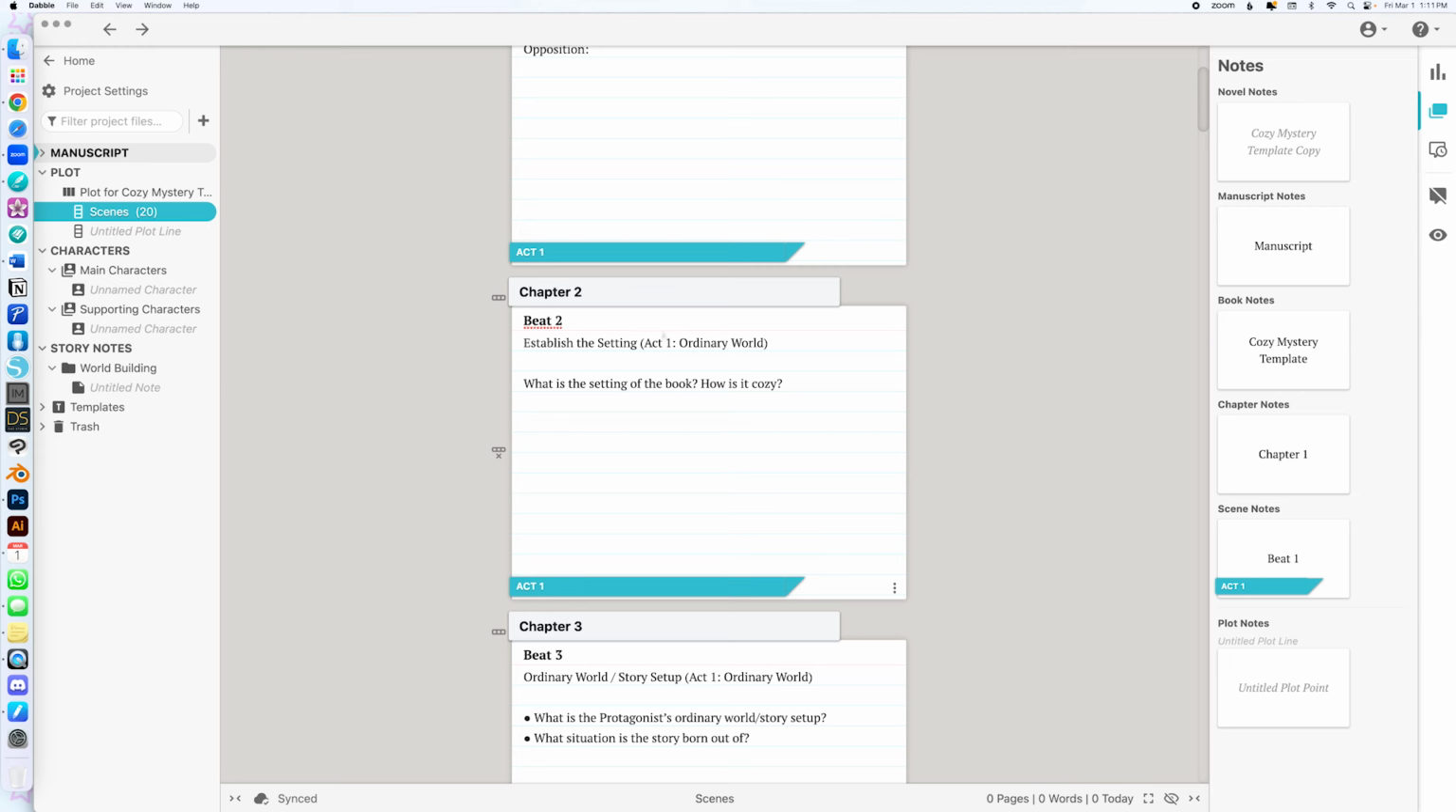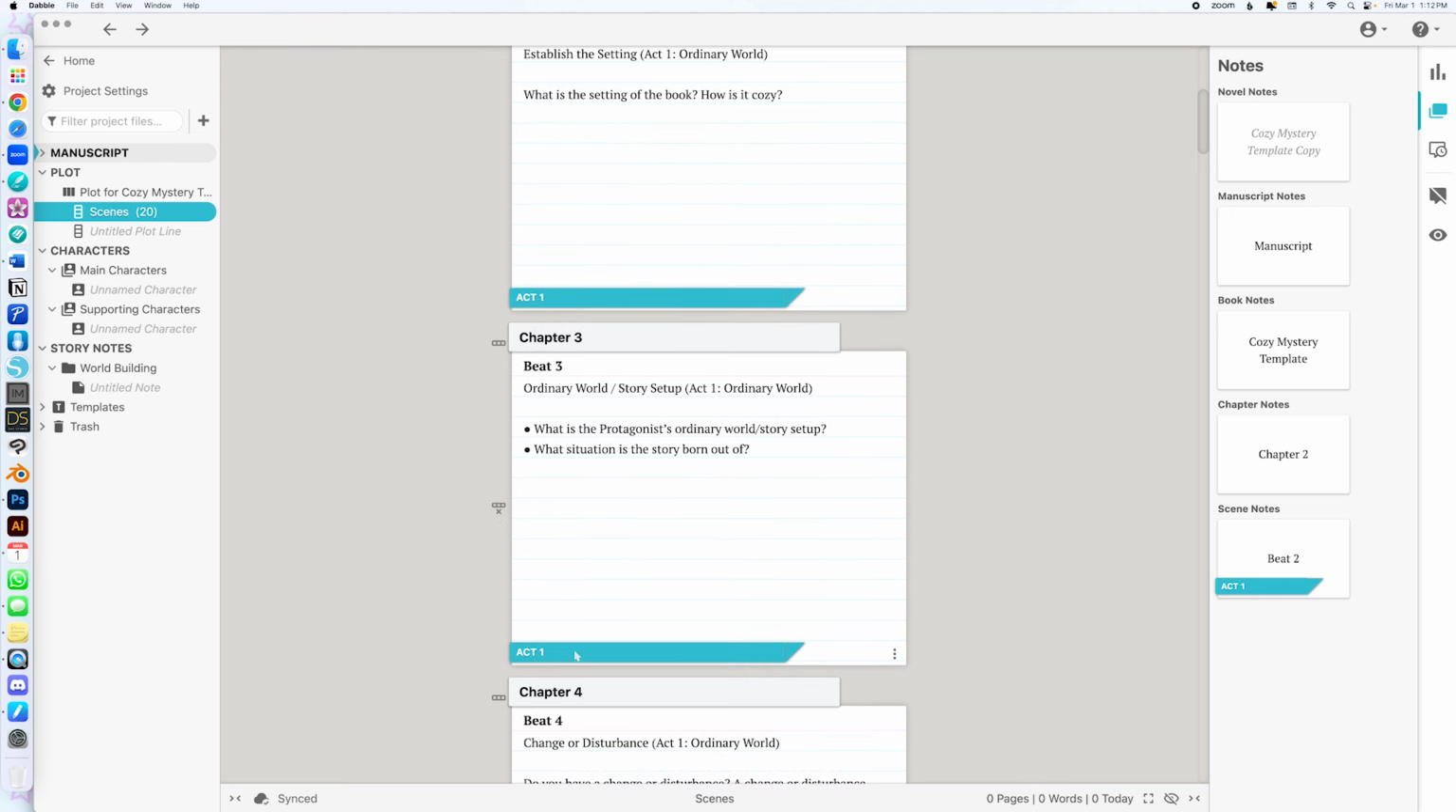So we're still in Act 1, and you can see here I've labeled this all, and I've got these colored ribbons for every act as well. So Beat 2 is establishing the setting. Again, we're still back in the ordinary world, but here we're talking about what the setting of the book is and how that setting is cozy, because we're talking about cozy mystery. So you want to show the town, the people, everybody knows each other. Maybe there is a business that your protagonist runs and then all the businesses around her, maybe how she talks to customers or clients or things like that. So this is where it becomes that cozy setting.